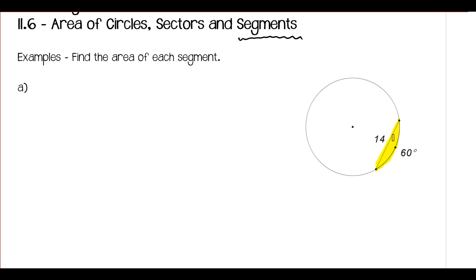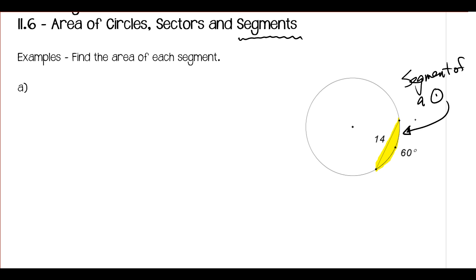Okay, I like to think about it like the crust of your pizza. So if you cut off that crust, just cut it straight across, right over here, that crust would be called a segment. Okay, this is a segment of a circle right here. So that's what we're going to find the area of.